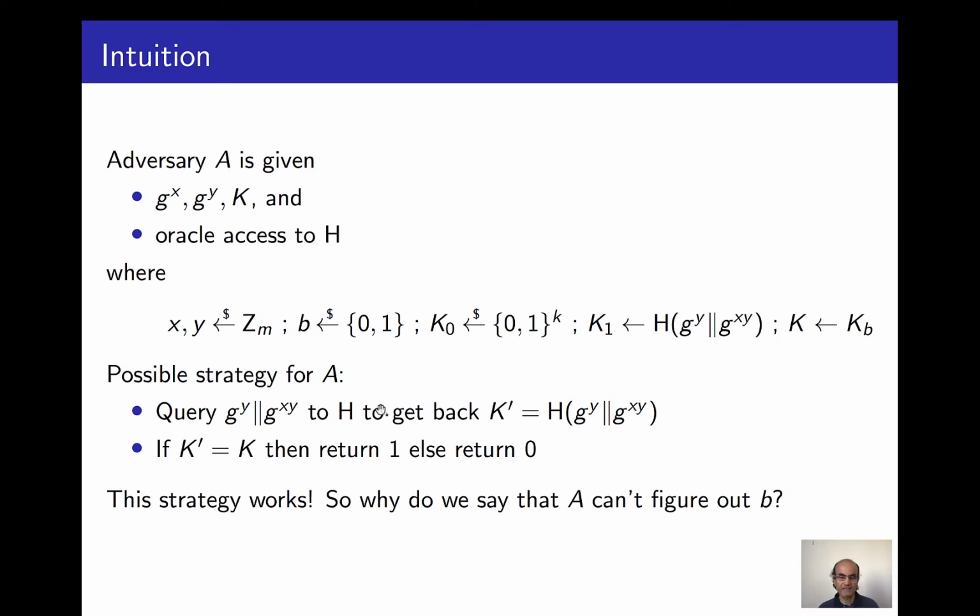So why are we nonetheless saying that our adversary has a hard time figuring out the challenge bit and the scheme is actually secure? Well, the reason is simply that if it could make this query, it could indeed win, but it doesn't have an easy way to do that because it doesn't know how to compute g^xy from what it's given over here. And so it will find it hard to actually make the query.